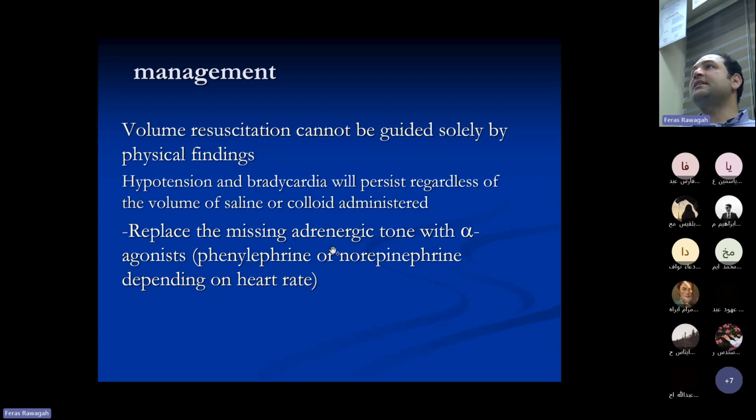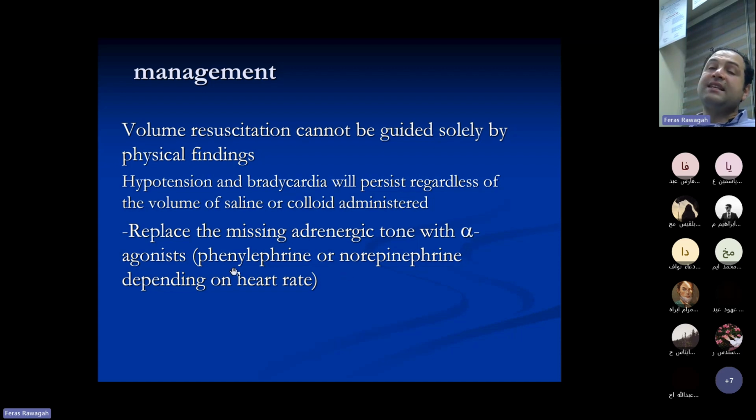So you should replace the missing adrenergic tone with an alpha agonist like phenylephrine or norepinephrine, depending on the heart rate, actually. For example, phenylephrine is an alpha agonist, while norepinephrine is non-selective, alpha and beta agonist. If the patient has neurogenic shock with bradycardia, we prefer norepinephrine or epinephrine. Why? Because it's non-selective. It can increase the heart rate and have the vasopressor effect at the same time.